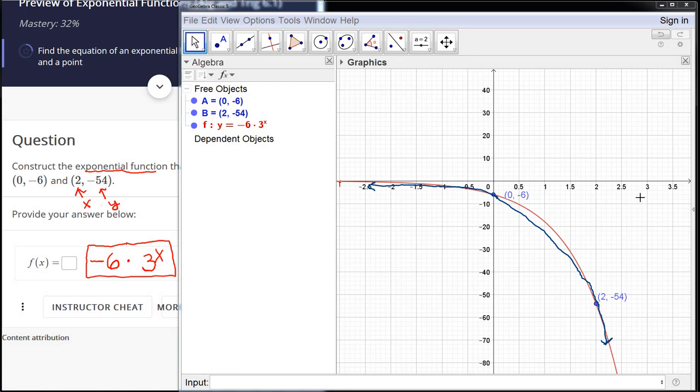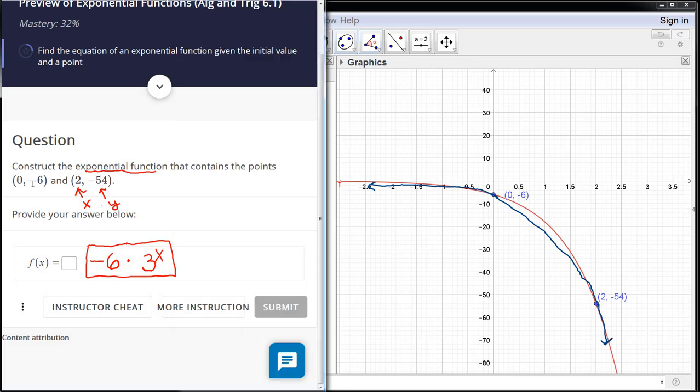So there you go. That is how, if someone walks up to you on the street and hands you 2 points on an exponential function, you can use algebra just like we did to find the equation of that exponential function.